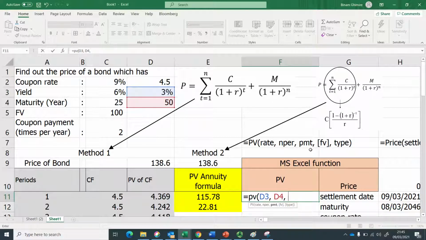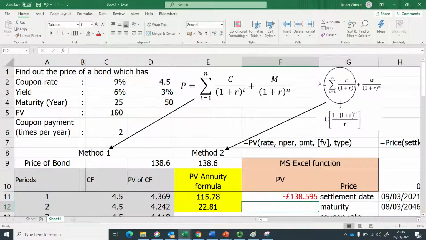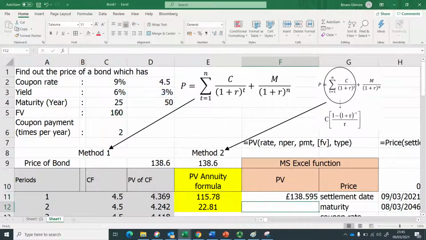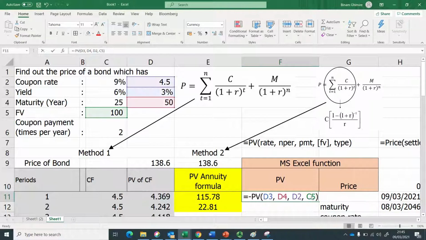And when it says payment, it is related to the cash flows, i.e. the coupon. Okay, and then this is optional, i.e. you don't need to write it if you don't have the maturity payment. But in this case, we know that the final cash flow is going to be this 100. So when that's available, you need to mention that, and type you can just ignore, and that is again going to give you the same 138. But remember, what you need to do is just put a minus sign there and you get exactly the same, which is 138.6 again.